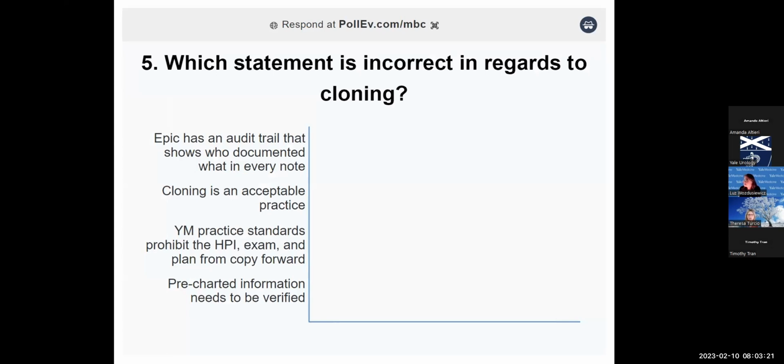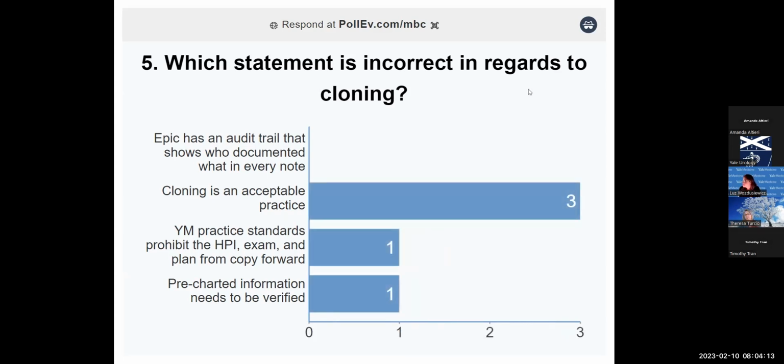So which statement is incorrect in regards to cloning? Epic has an audit trail that shows who documented what in every note. Cloning is an acceptable practice. Yale Medicine Practice Standards prohibit the HPI, exam, and plan from copy forward. Pre-charted information needs to be verified. Please cast your vote. So remember, we're looking for the inaccurate statement. Okay, we're on the right track.